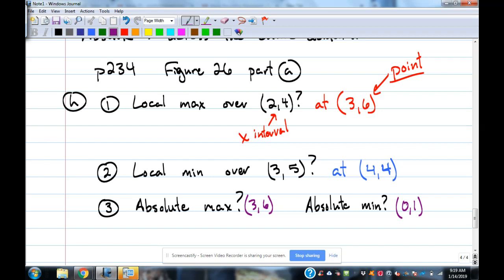The lowest y value on that graph is 1. And so 0, 1 is where that's at. So absolute, local maxes and mins.